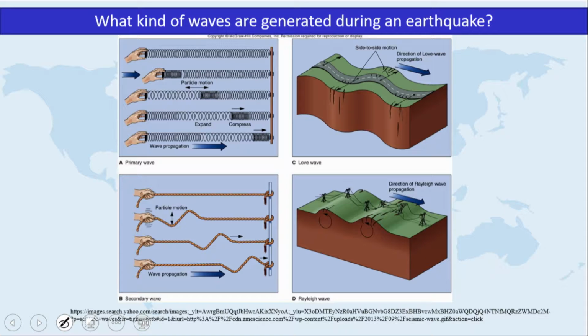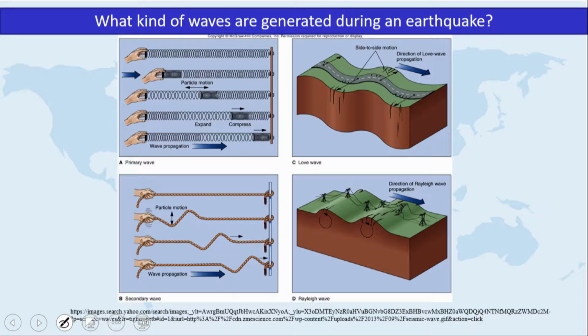The second type of waves are called the secondary waves, or the S waves. They are like transverse waves. If you take a rope and just move it up and down, you see how the wave is created on that rope. That's the way they move. The other two waves, which are called the Love waves and the Rayleigh waves, are surface waves, whereas the other two travel through the entire body of the earth.